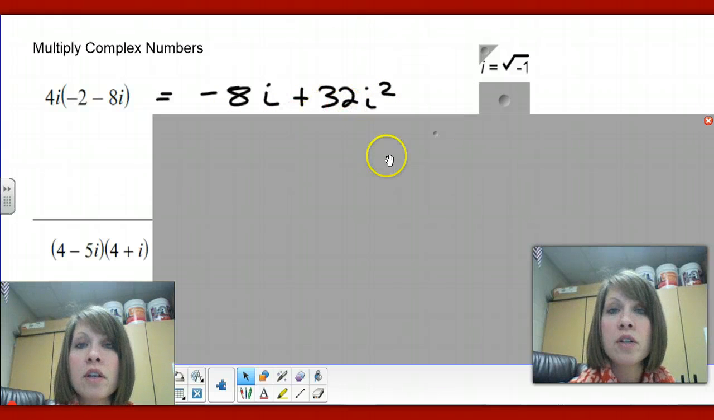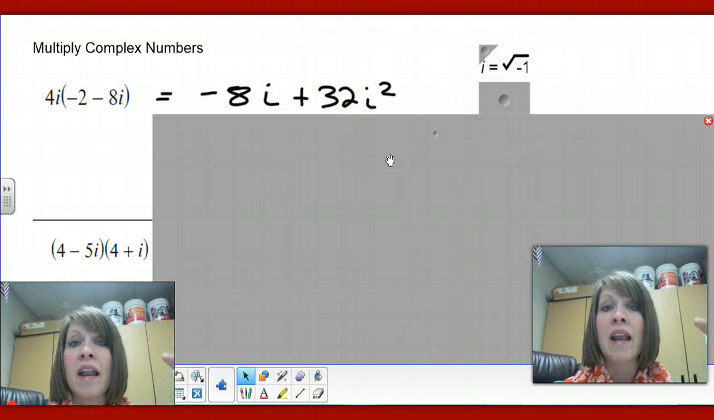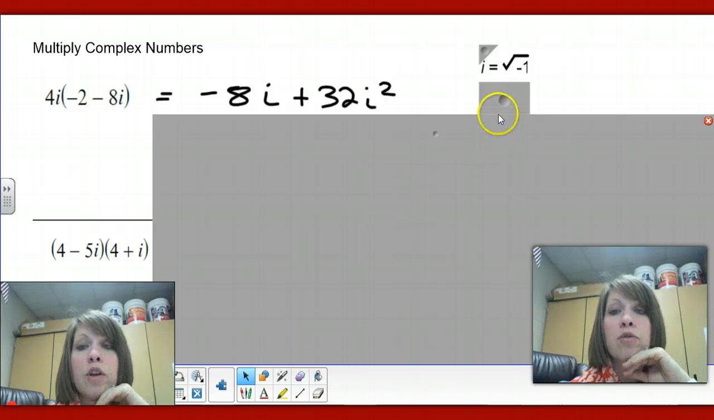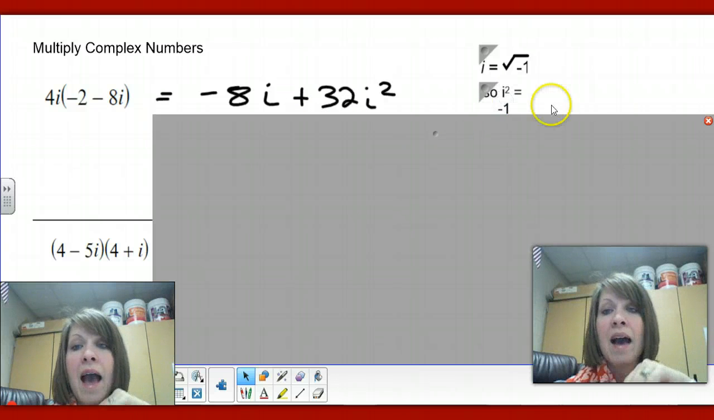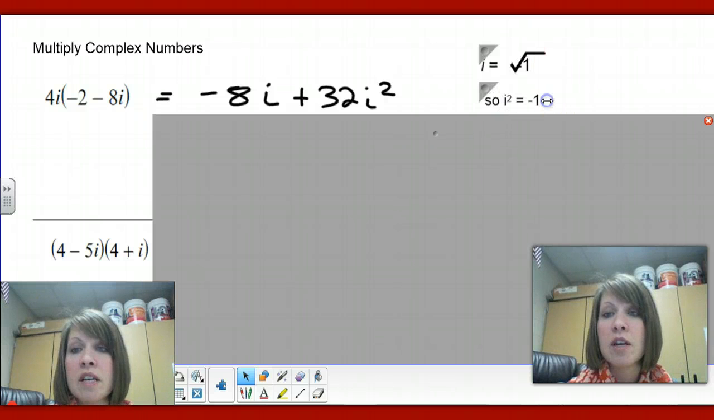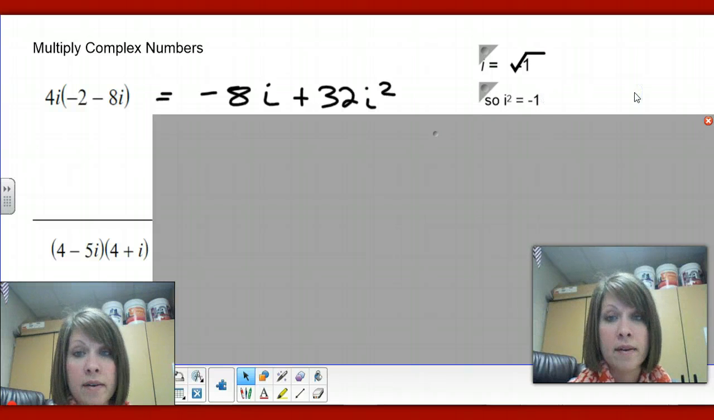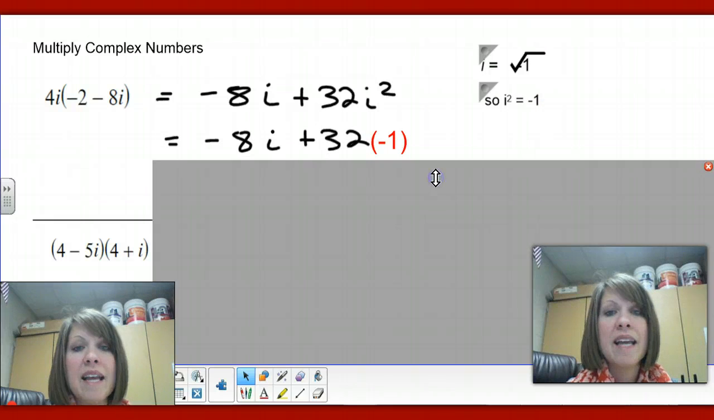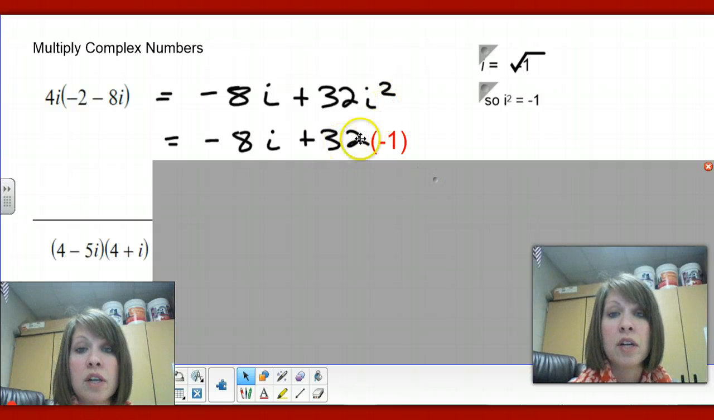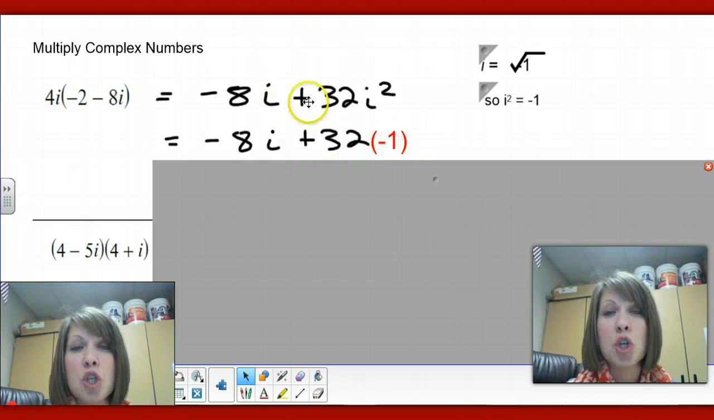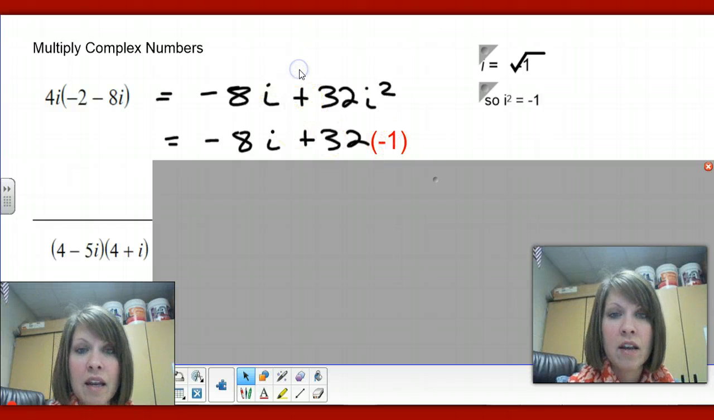So whenever you get an i squared, I want you to rewrite that as i squared is equal to negative 1. Okay, so watch what I mean here. Instead of having plus 32i squared, we're going to take plus 32 times negative 1. This should really be a negative in here.